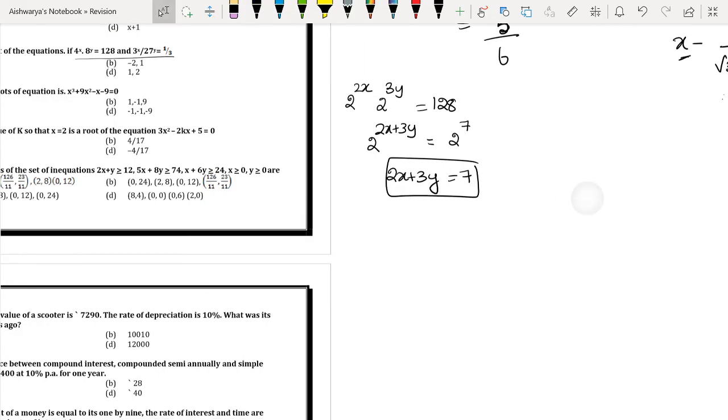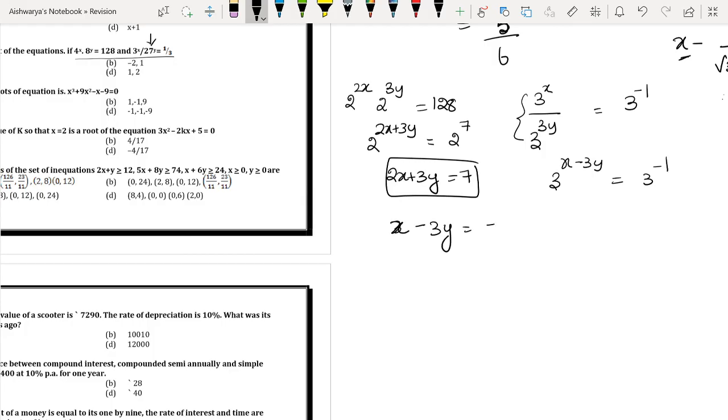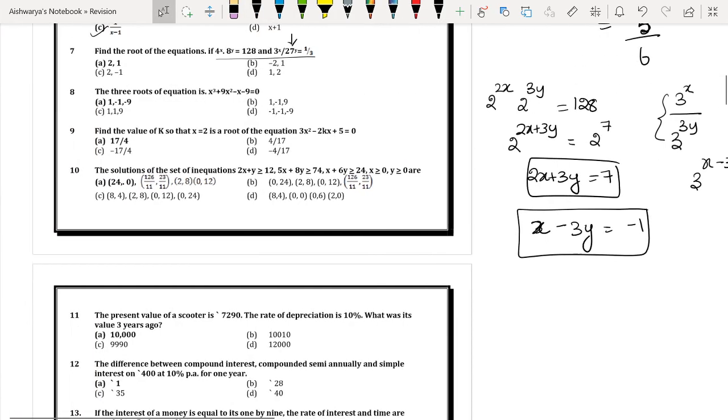Okay, come to the next equation. 3 power x divided by 27 is nothing but 3 cube. So 3 power 3y. This is equal to 1 by 3. 1 by 3 can be written as 3 power minus 1. So now this can also be simplified and written as 3 power x minus 3y is equal to 3 power minus 1. So the second equation we have is x minus 3y is equal to minus 1. So these are your two equations.